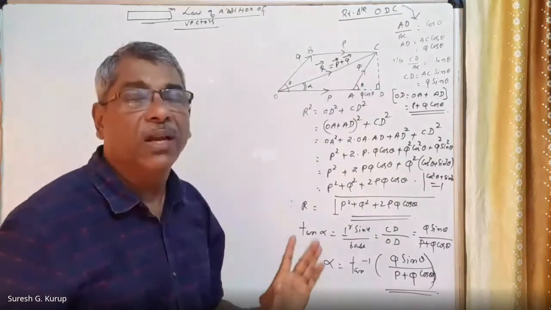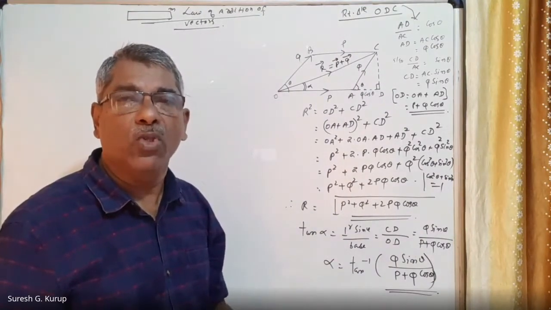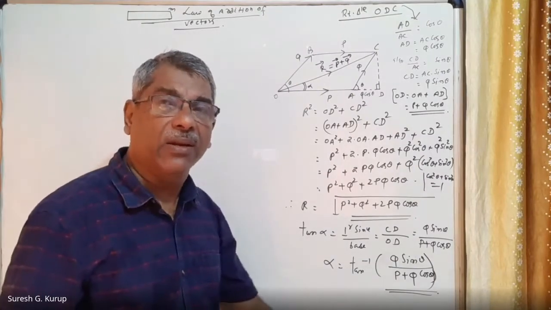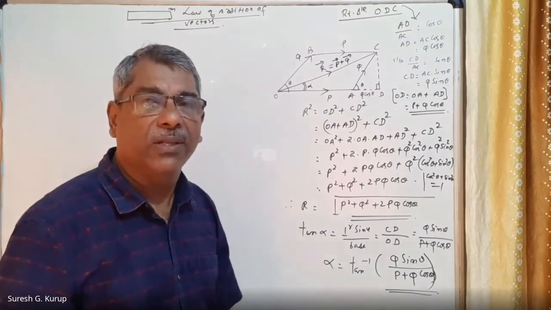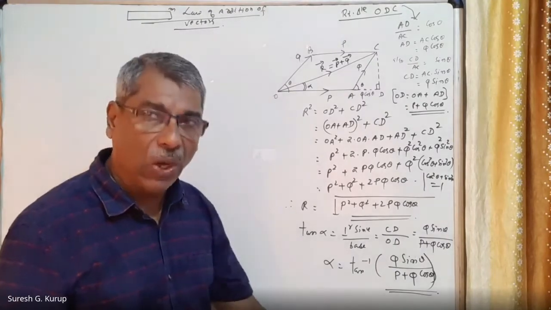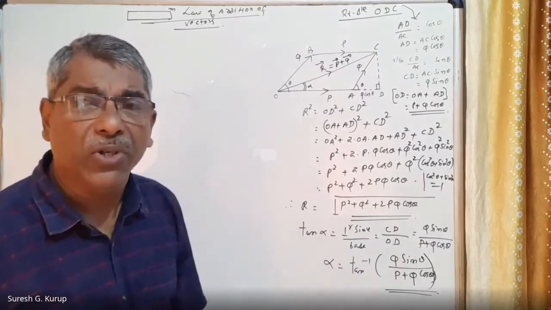So you will know that vector P plus vector Q is equal to vector Q plus vector P. This is another characteristic of vectors. That means vector addition follows the commutative law. That is also explained here, right? This is called the parallelogram law of addition of vectors.